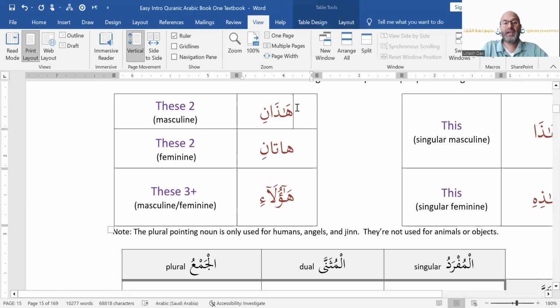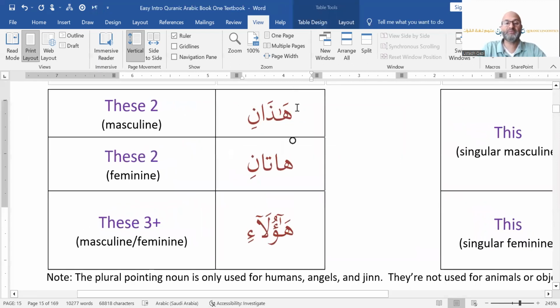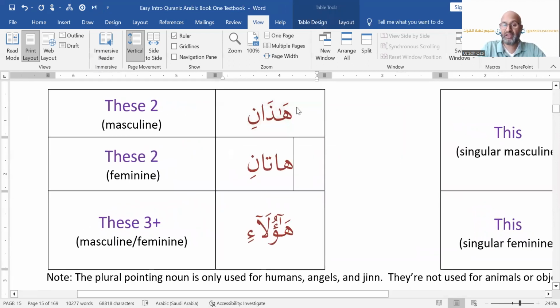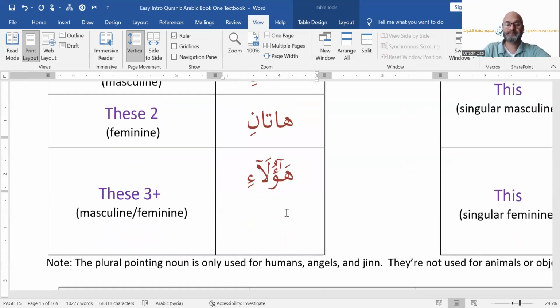And if you have two things or people or animals or objects that are masculine, you use hadhani. If you have two things, animals, people, objects, jinn, angels, anything dual, you use hadhani or hatani depending on the gender. Now let's look at ha'ula'i in a little more detail.